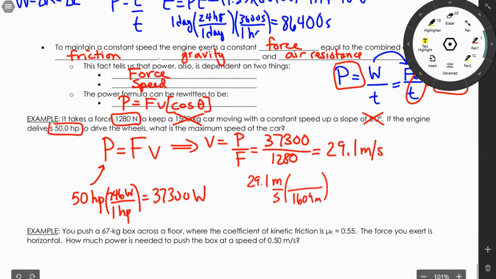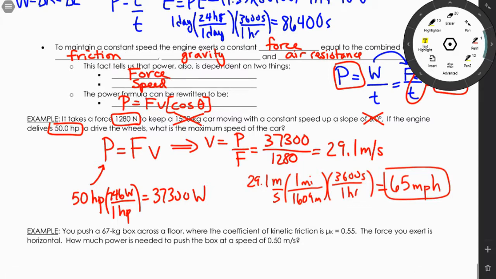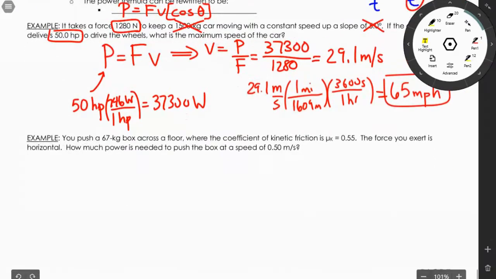1,609 meters is 1 mile, okay? And there's 3,600 seconds in 1 hour. And so if I do this quick calculation, it's 29.1 times 3,600 divided by 1,609. And so that's about 65 miles per hour. It's officially 65.1 miles per hour. Okay. Now you do have to be careful because Quest may ask for that, or tests may ask for it in miles per hour.